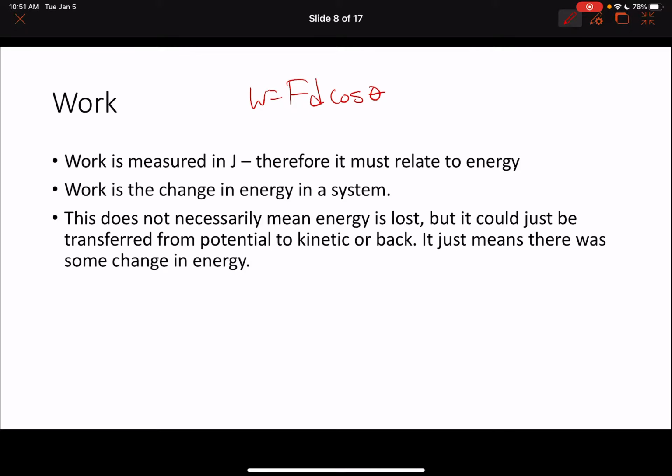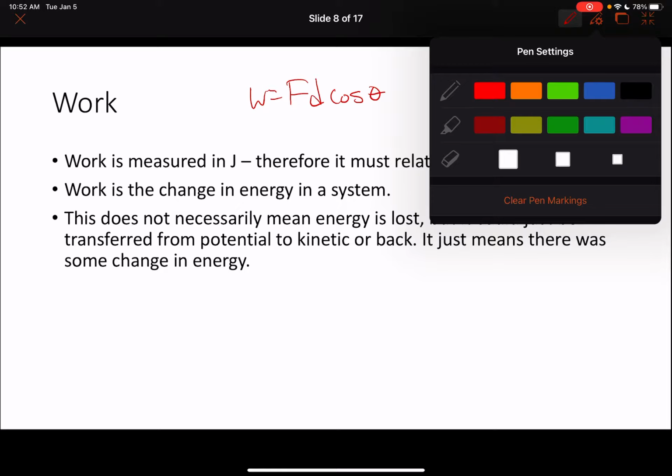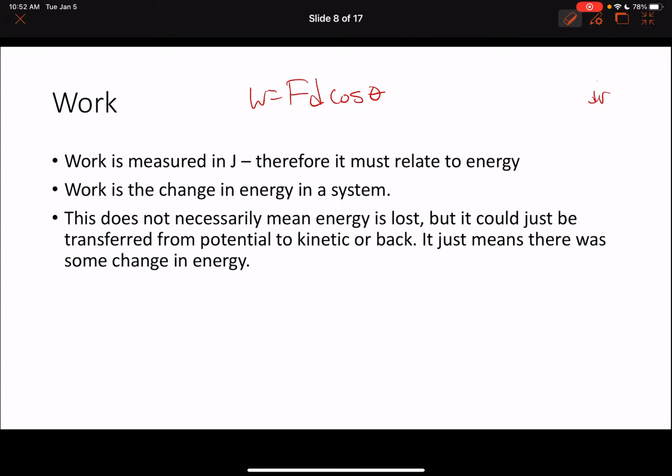The fancier one looks really weird. Don't worry about it. It's not anything crazy. It's actually pretty easy to use, but you need to know calculus to do it. I just like to throw that in there. So here's our definition for our class. Work is equal to FD cosine theta. Some important things here. Work is measured in joules, right?